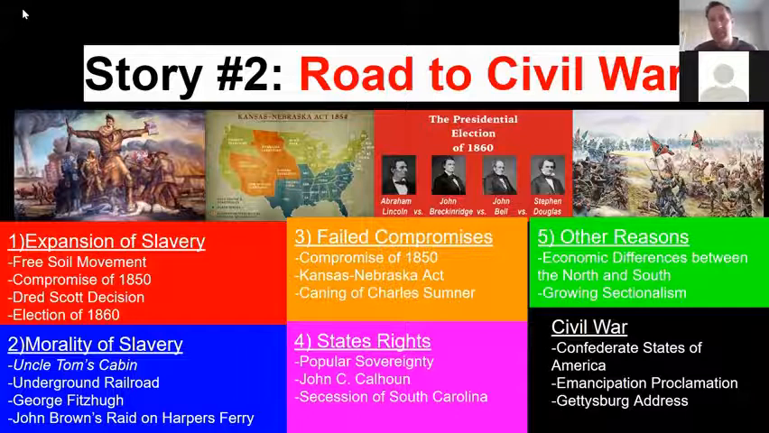The Compromise of 1850 allows California to enter into the Union as a free state, but it also creates a tougher fugitive slave law that is hated by the North, and is something that makes a lot of Northerners opposed to this particular compromise. There's the Kansas-Nebraska Act, which is a disaster.